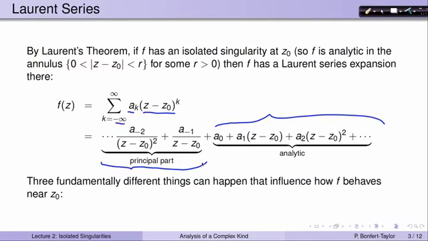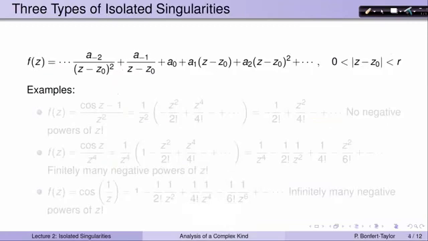Now, basically, three fundamentally different things can happen that influence how f behaves near z0. And we're going to look at examples first that demonstrate these three fundamentally different things that can happen. So here again, you see the Laurent series expansion of f. Remember that f has an isolated singularity at a point z0, and so we have this disk of radius r such that f is analytic in the punctured disk.